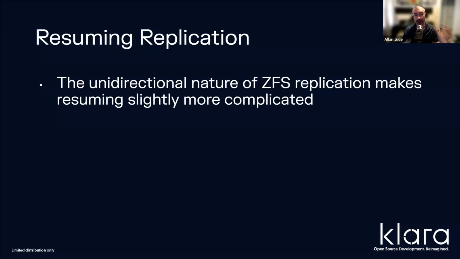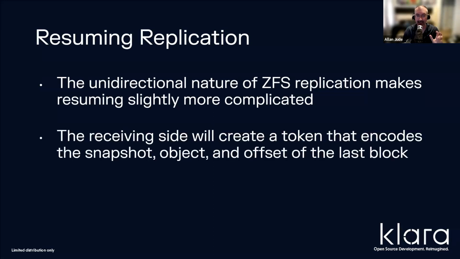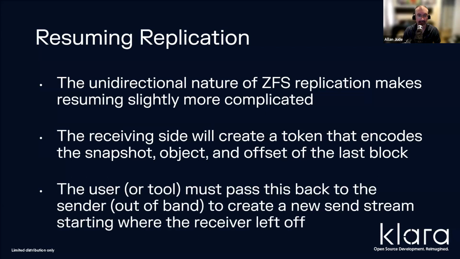Yeah, because of the unidirectional nature of ZFS, it means ZFS can't tell how far through the replication the other side was. And so they needed a solution to that. And so for that, what happens on the receive side, a new ZFS property shows up when you have an interrupted replication, giving you what's called a resume token. And that contains what snapshot we were on, which object in that snapshot, how far through that object we were, and allows us to resume that replication. Then out of band somehow, you have to get that information to the send side, which you can do manually copying and pasting, or a tool like syncoid will do it for you automatically.